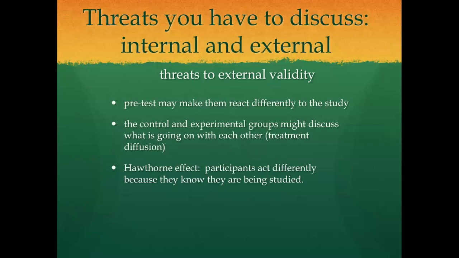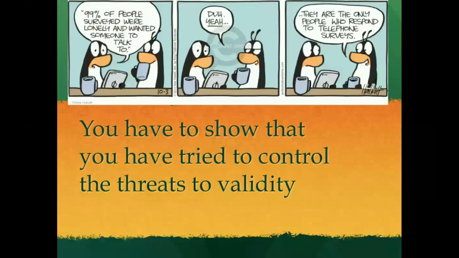You have to show that you have tried to control the threats to validity. In this cartoon, it says 99% of people surveyed were lonely and wanted someone to talk to. And the responding penguin says, duh, yeah, they're the only people who respond to telephone surveys. So everybody else who's not lonely and has too many people to talk to, when someone calls them for a survey, they're going to hang up or say they can't talk right now. So that will affect the validity of the results.